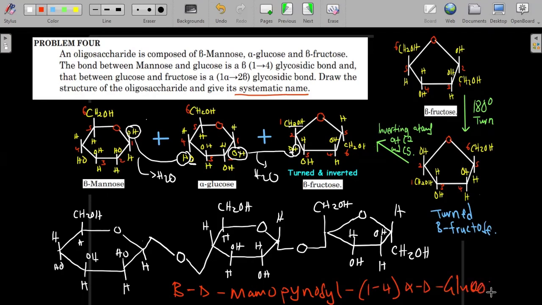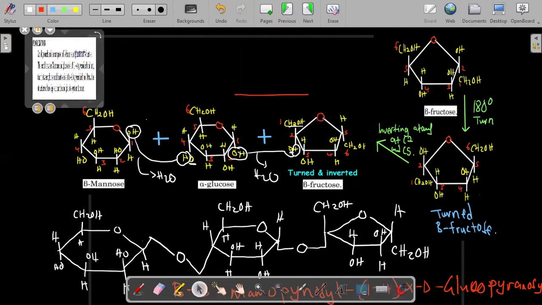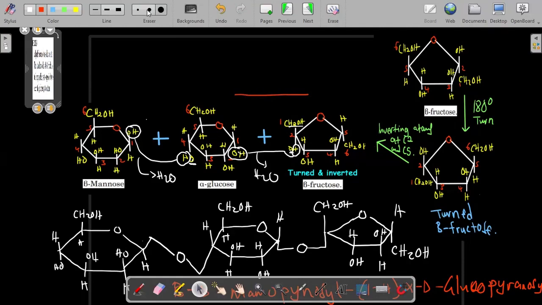Glucopyranose. So the name continues to go. That's not the right spelling. So pyranose, and then it continues to go. Let me just write it on top here. Where am I going to write this now? I can erase this, but I don't want to erase this structure. So I'm going to do this. So the name continues to go.